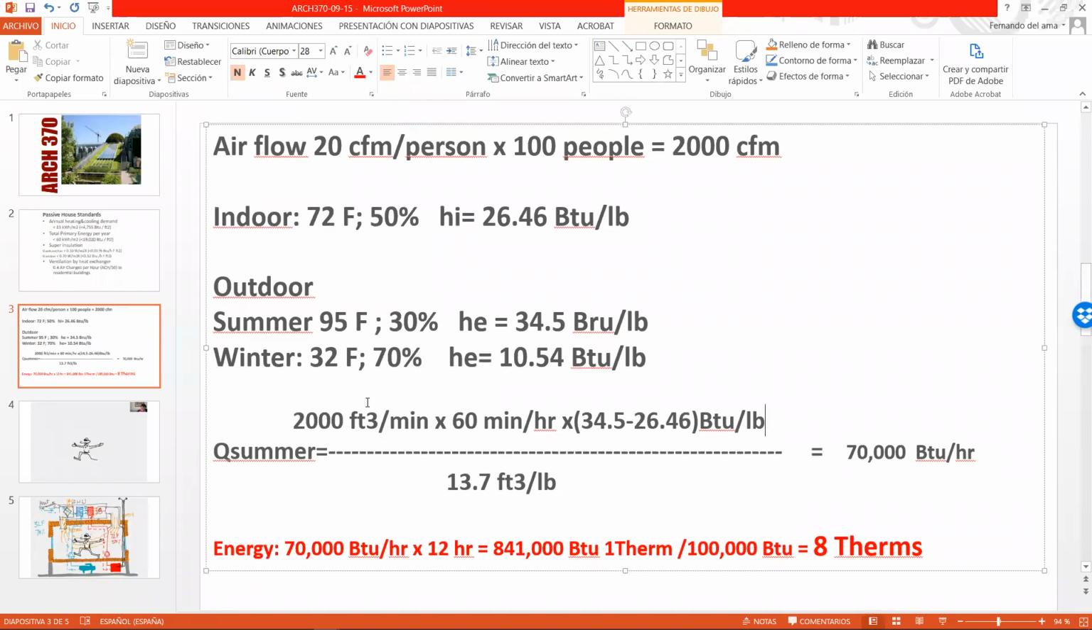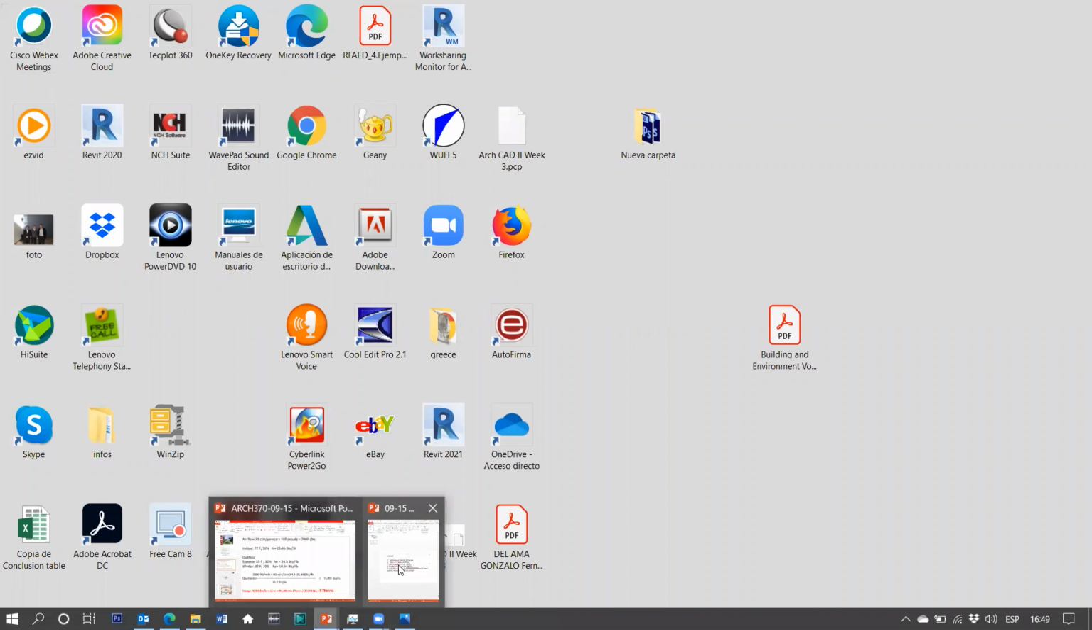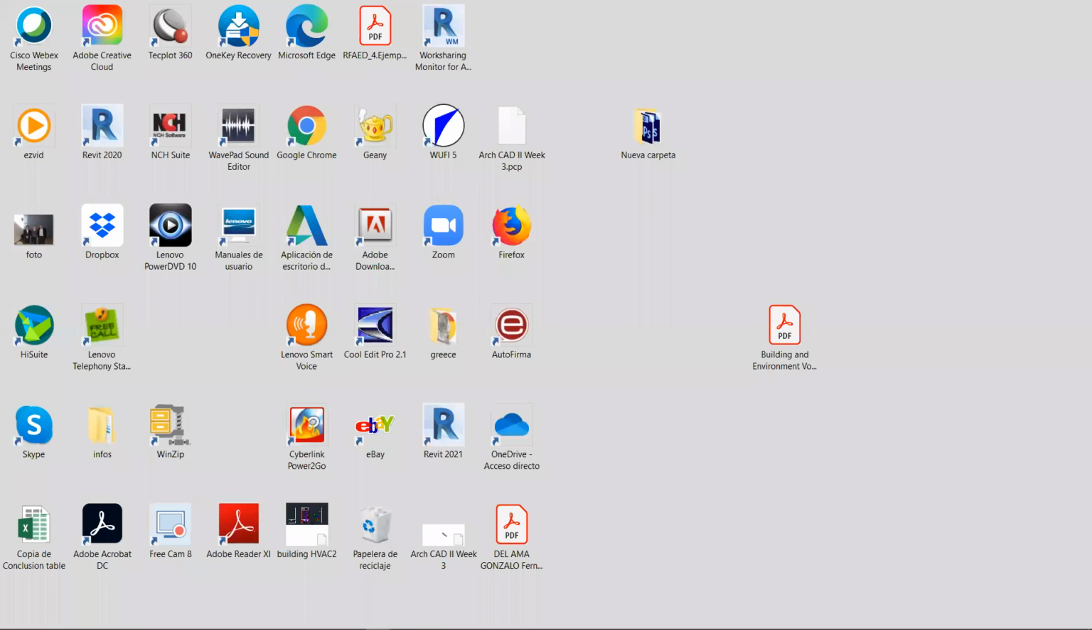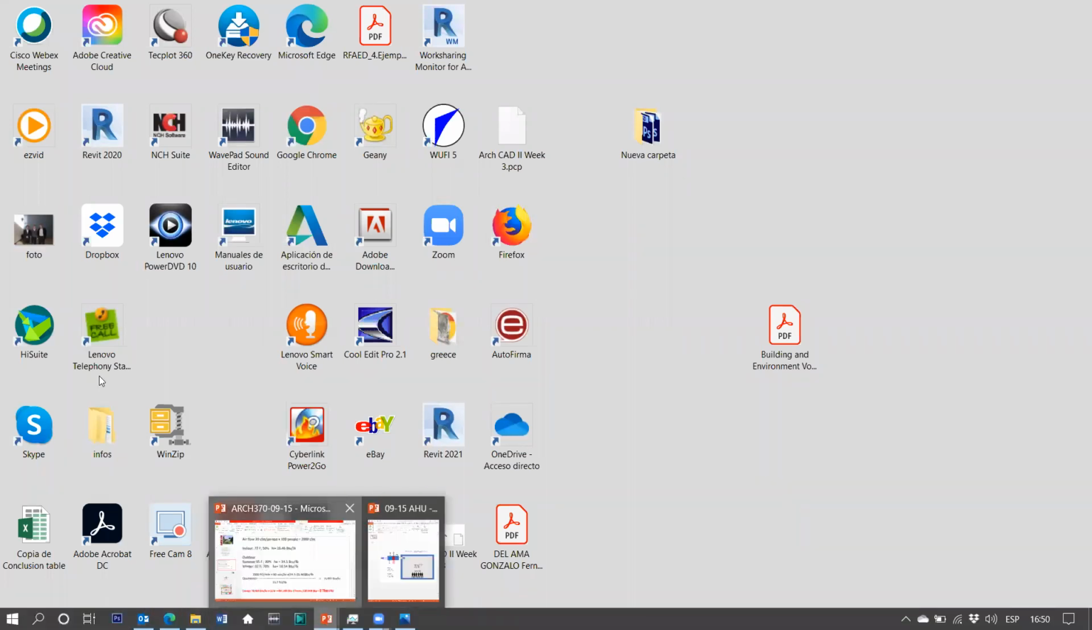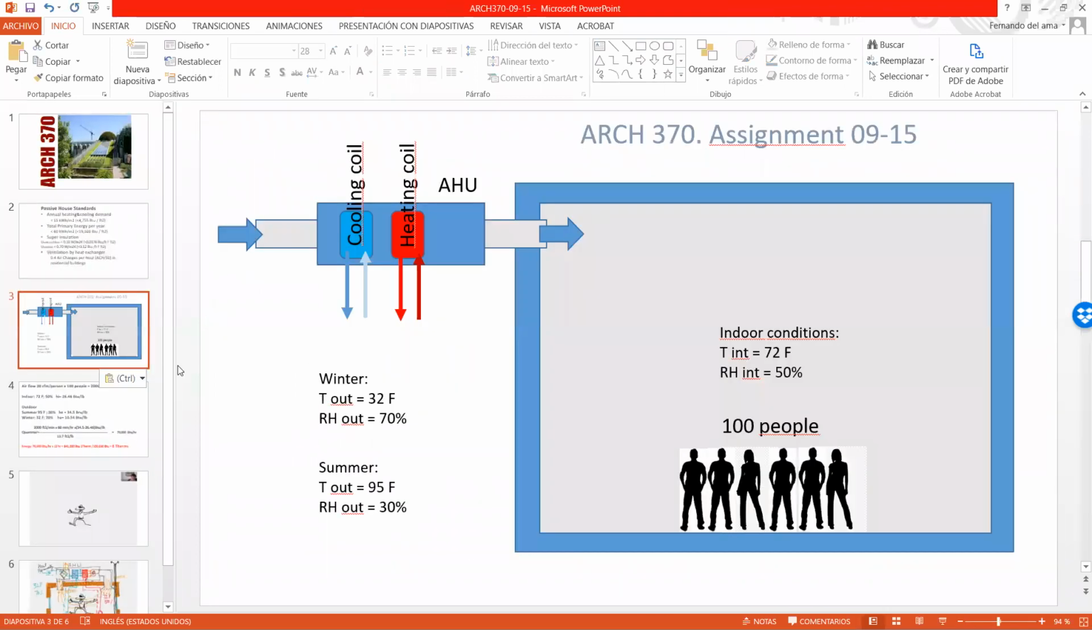Okay, so what are we going to do now? We are going to show another aspect of air handling units. The first assignment was something very simple. We used these schematics. I'm going to copy this here. Okay, so this is what we have done so far.